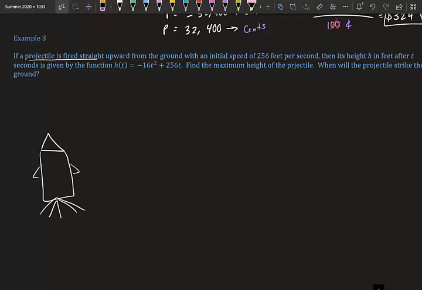All right, so we have our rocket. I'm not the best at drawing. And we're going to fire it up, all the way up. I'm going to go past the letters. And then we want to know, when will the projectile strike the ground? So here we have the ground. What we're looking for is this point right there. That's what we're trying to find. When will it strike the ground?